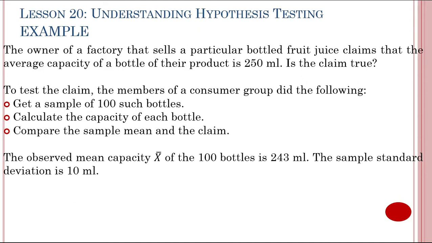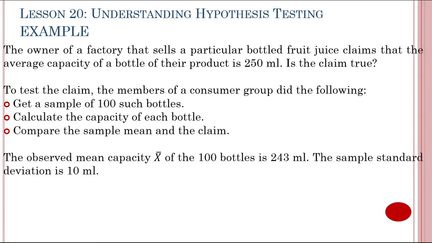Using the same problem earlier, para matest natin kung totoo yung claim, the members of the consumer group did the following. They get a sample of 100 such bottles, calculate the capacity of each bottle, and compare the sample mean and the claim. So, syempre, ang ginawa daw ni consumer group, since hindi sila naniniwala dun sa sinabi ng factory na 250 ml, bumili sila or kumuha sila ng sample, 100 samples, 100 na bote. So, yung 100 na bote, chinek nila isa-isa kung ilan yung laman nung bote.